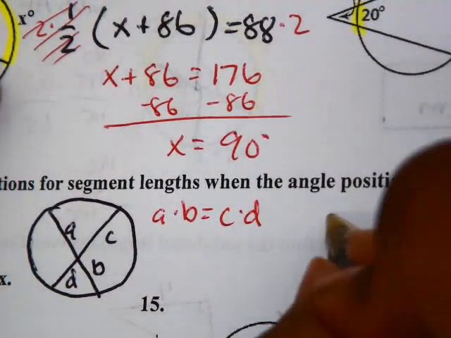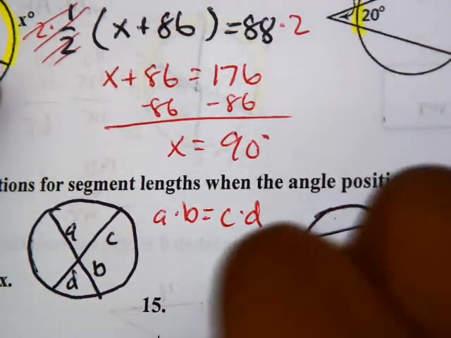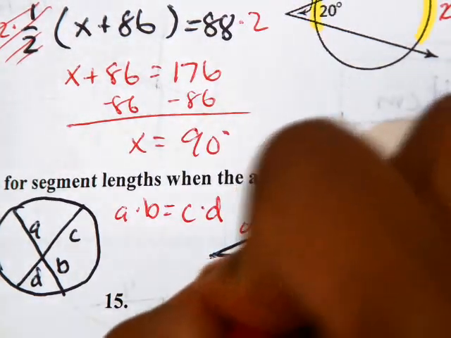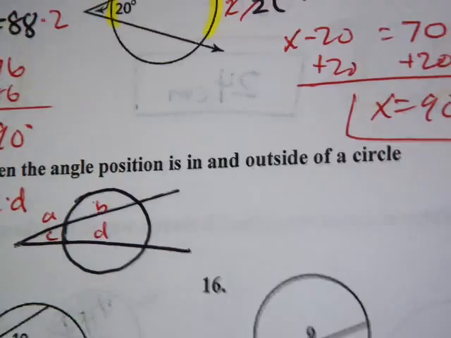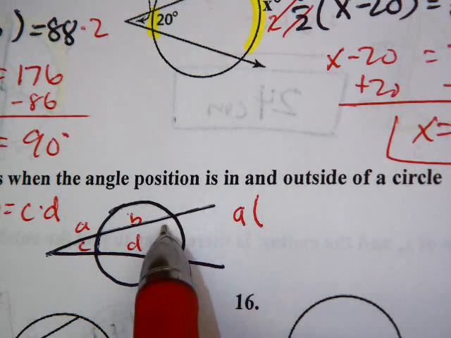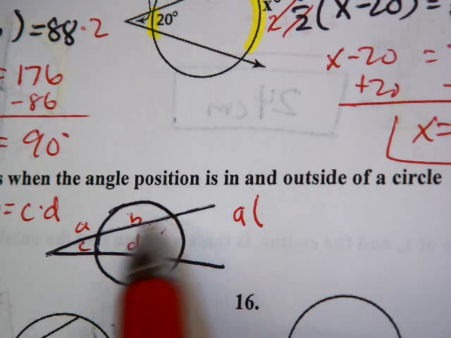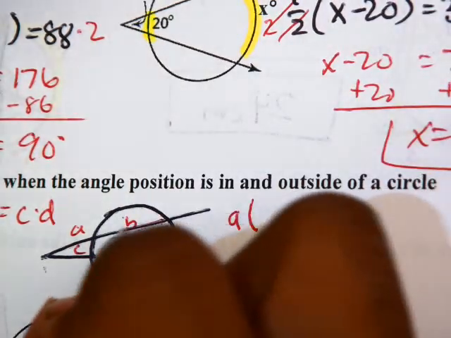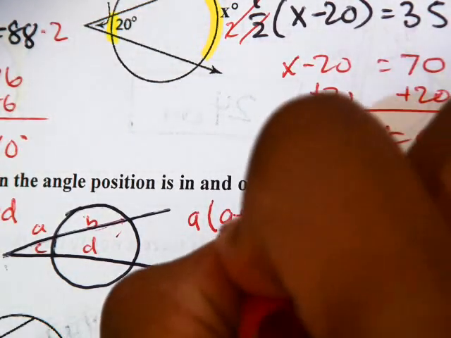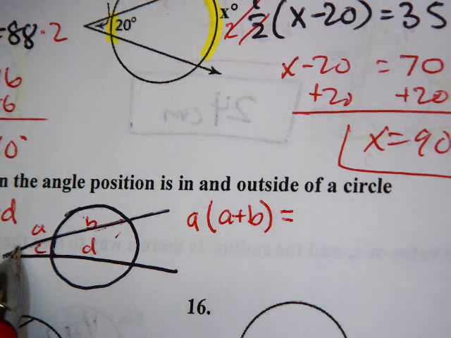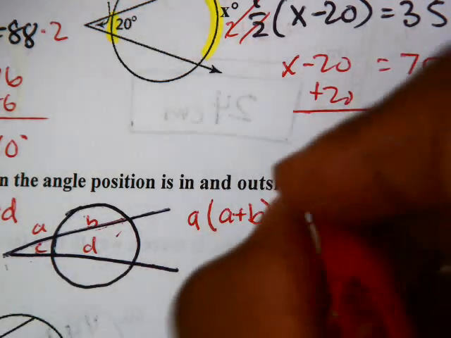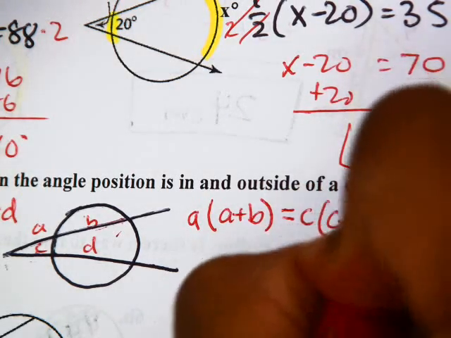If you have a situation where they meet all of it outside, like this, and this is A, B, C, and D, what happens is you have to take the outside part, A, multiply it by the whole length of the line from this edge of the circle to where they meet. So I need this whole length, A plus B. That should equal this whole outside part times the whole line part, C plus D.